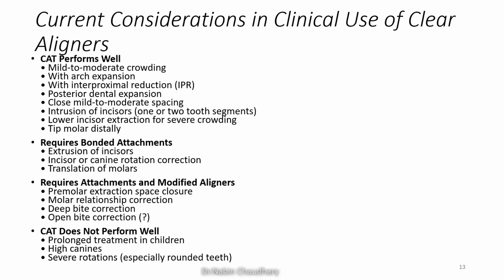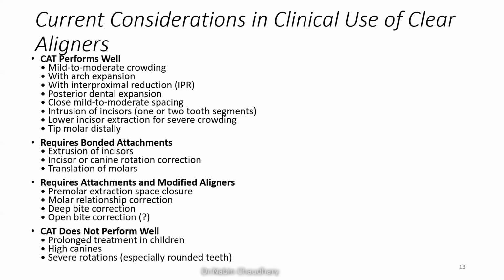So there are clinical considerations currently in the clinical use of the clear aligners. So these I have taken from the profit, and the clear aligner treatment generally performs well in case of mild to moderate crowding with arch expansion, with interproximal reduction, posterior dental expansion, and it closes the mild to moderate spacing, that is up to 1 to 5 mm. Also, the intrusion of incisors can be performed when there is 1 or 2 tooth segments. And the lower incisor extraction cases can be performed through the clear aligner therapy. And also, the tipping of the molar distally can be performed with the clear aligner therapy.